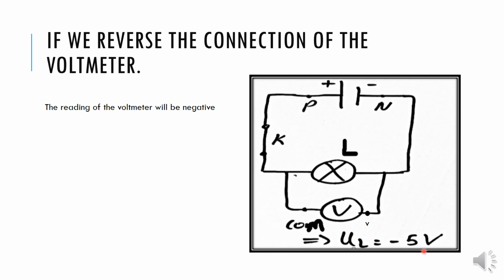Why did we get a negative number, minus 5 volts? Because we connected the COM side of the voltmeter on the positive side of the battery. To fix it and to get a positive result, we have to reverse the connection. We have to connect the COM side on the negative terminal of the battery, as seen in the previous slide.